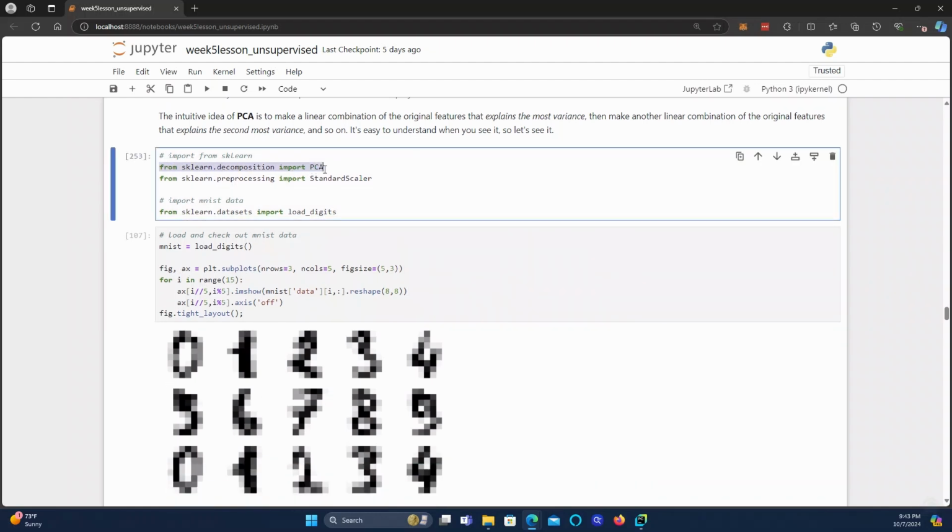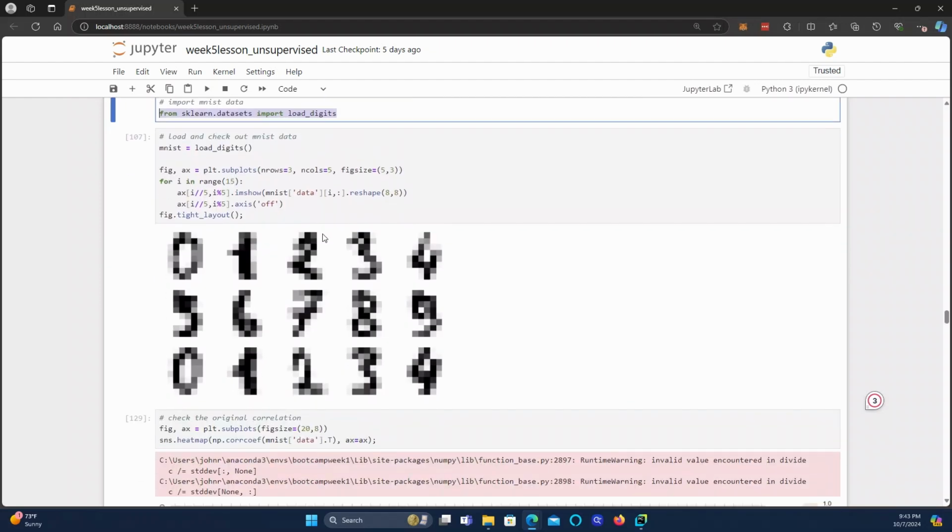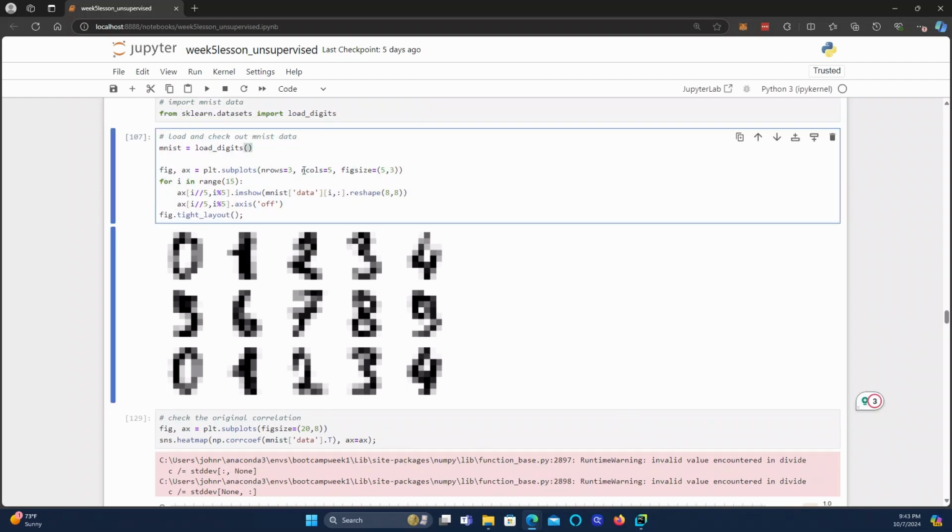So here from sklearn.decomposition, I'm importing PCA, which stands for Principal Component Analysis, and from sklearn.preprocessing, I'm importing StandardScaler. You always want to scale the data before you perform PCA. And then we're using a different batch of data. This is from sklearn.datasets. It's called load digits. There's a famous data set used for handwriting analysis, I guess, or detecting handwritten numbers called MNIST. And this is kind of the scikit-learn version of that.